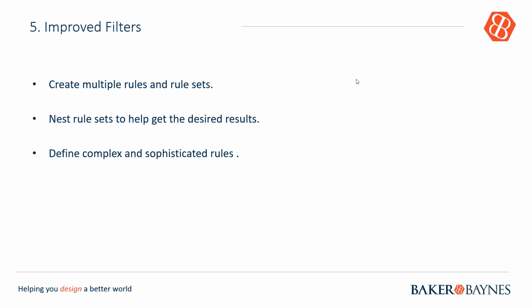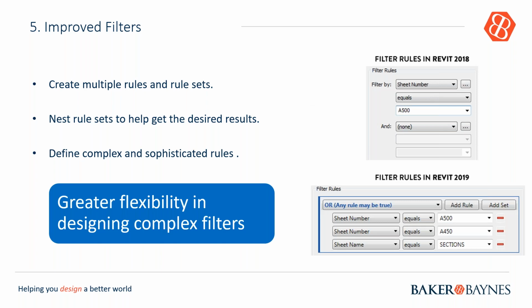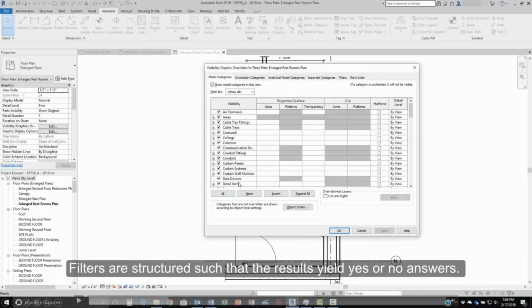You can actually work with more flexibility. Because the or rule in 2019 is now improved, there is also greater flexibility when you're designing complex filters, and then you apply that filter. Filters allow you to query your model for information based on one or more user-defined questions, with yes or no answers.